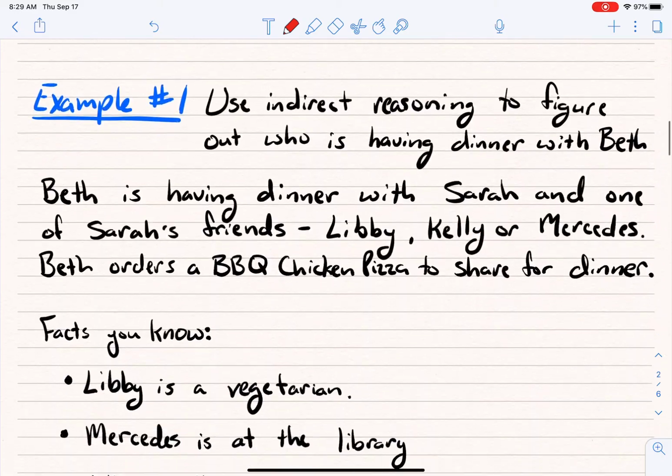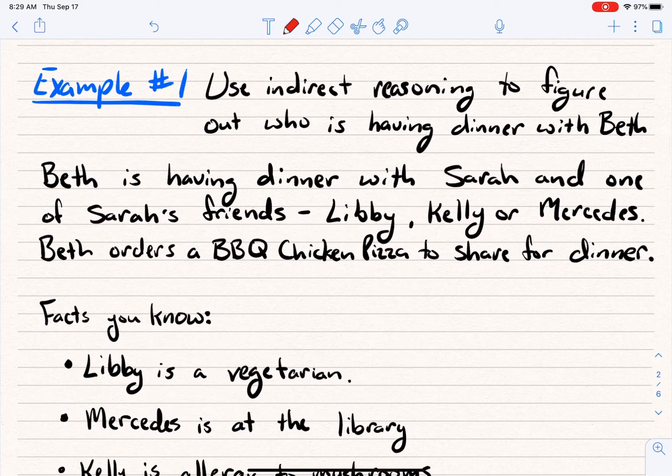Okay, here's example numero uno. And you do not have to write all this down. Please do not write all this down. Just pay attention. Okay, so we're looking at the directions here, and it says use indirect reasoning to figure out who is having dinner with Beth.